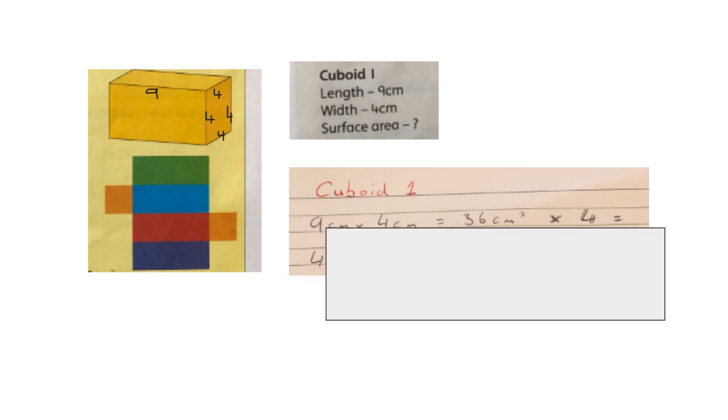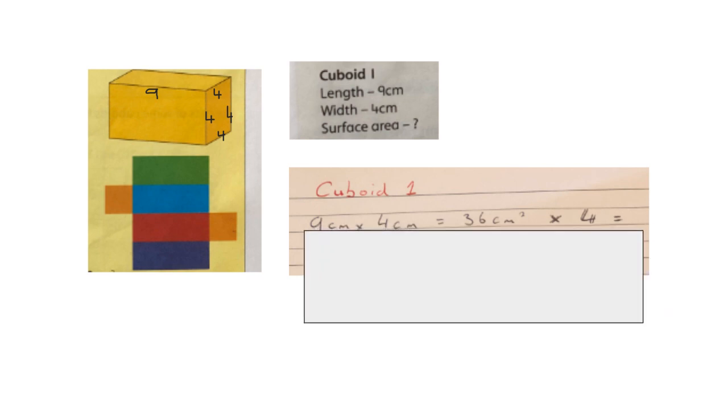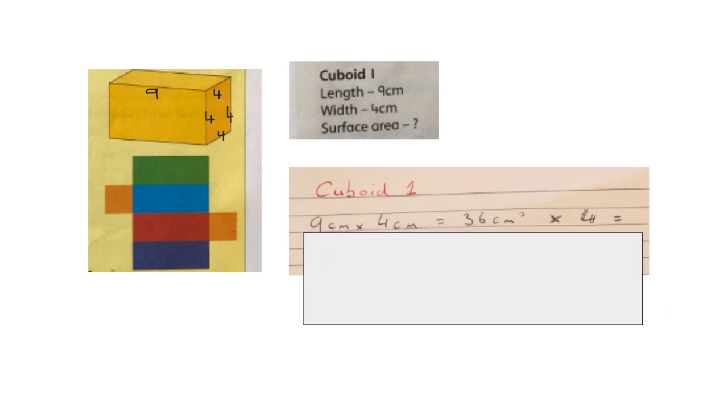We multiply that by 4, and you can calculate that yourself. We have to multiply by 4 because there are 4 rectangles in the cuboid. So 9 by 4 first of all to get the surface area of our rectangle, and then we multiply it by the 4 rectangles. You can get the answer to that yourself.